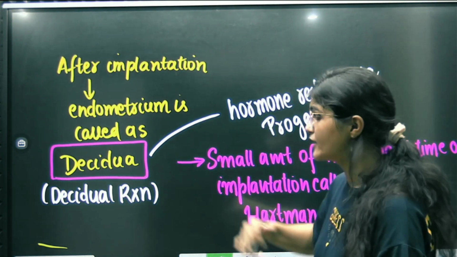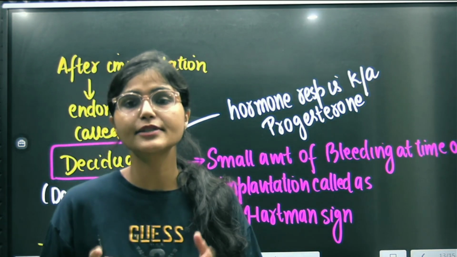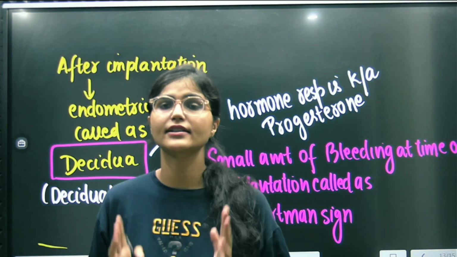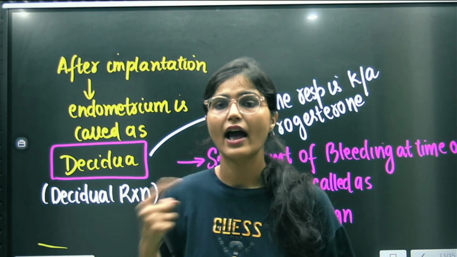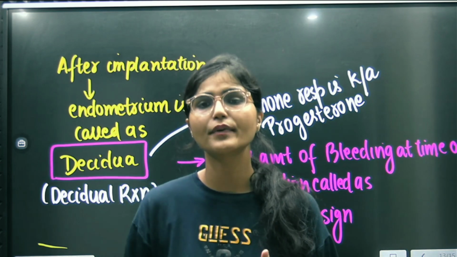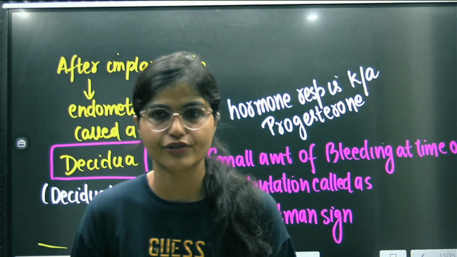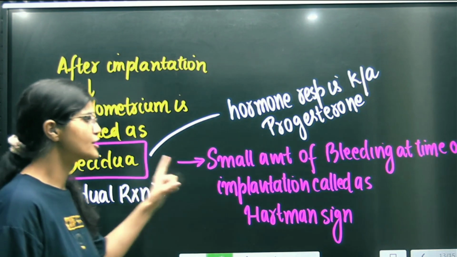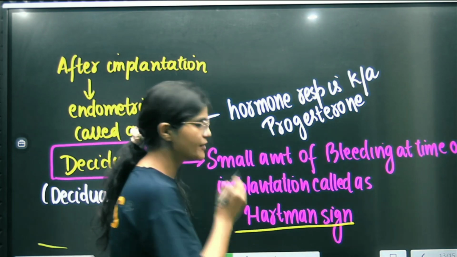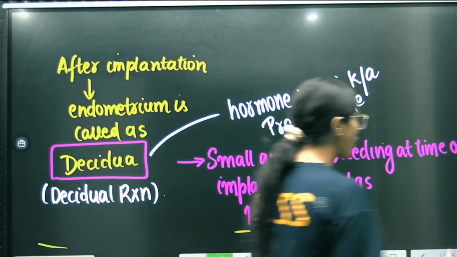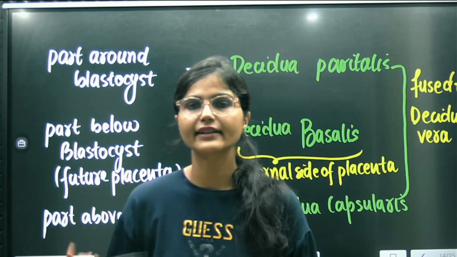ठीक है, अब decidua में क्या होता है, proliferation हो रही है endometrium की, under the influence of which hormone, it is progesterone, and all the process is called as the decidua reaction. ठीक है, this process is called as decidua reaction. And after the implantation, endometrium is known to be as decidua. किस hormone के influence के under होता है, under the influence of progesterone, right? The next is small amount of bleeding at the time of implantation is called as the Hartmann sign. This is also important कि Hartmann sign क्या होता है, it is a small amount of bleeding that occurs at the time of implantation. ठीक है, अब कुछ important things है that you must remember.